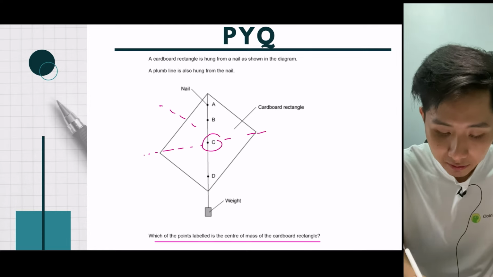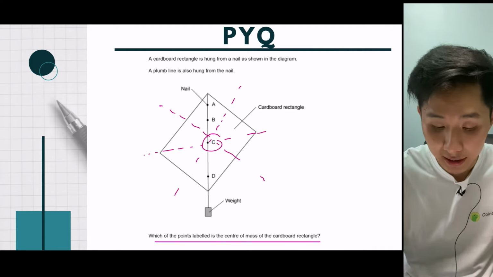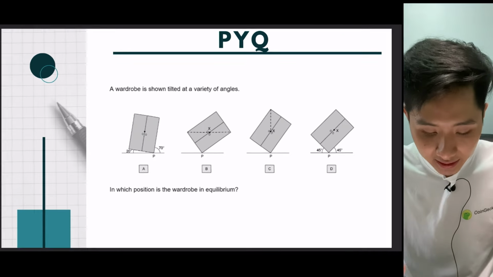You see that after you draw all the lines, this is the point at which all the dotted lines intersect. So the answer is C here. Okay, so let's move on.